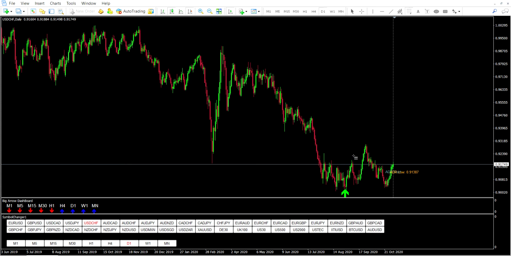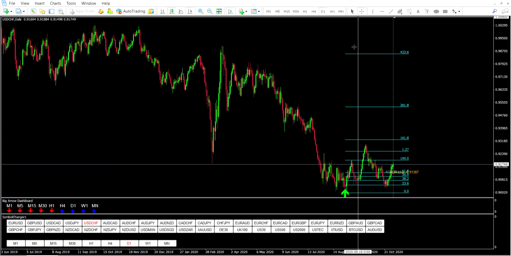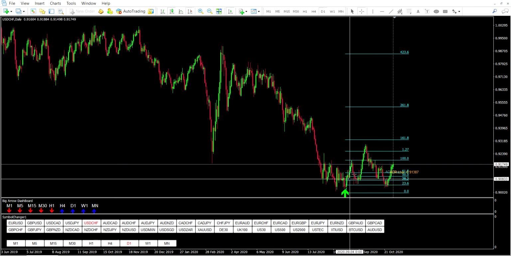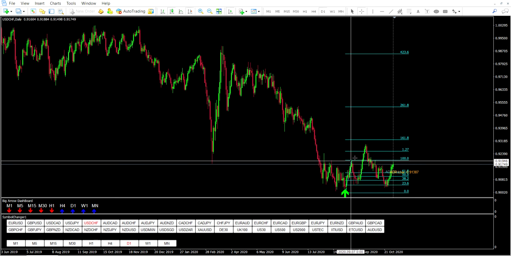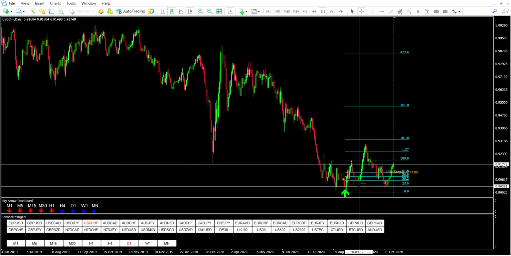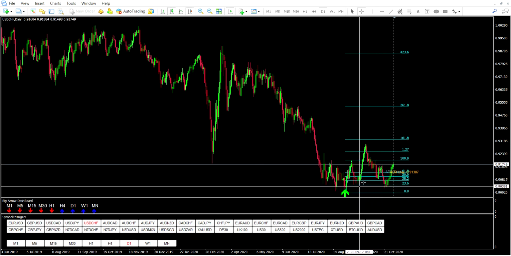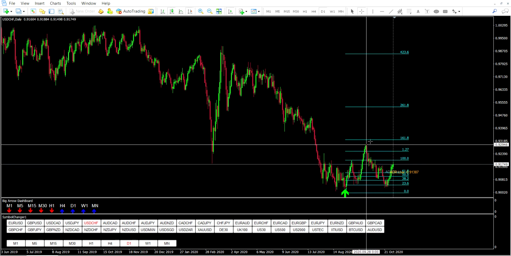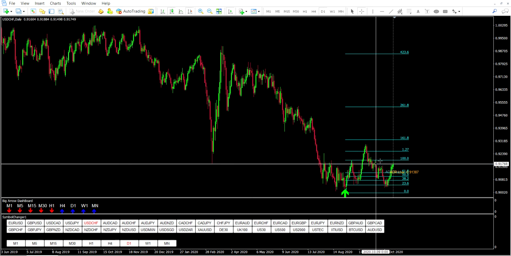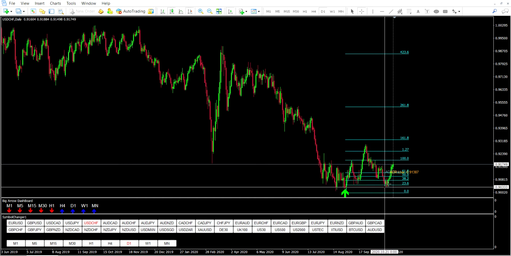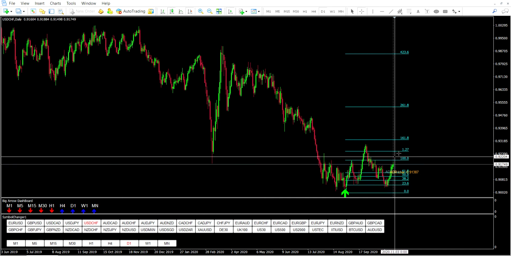I get my Fibonacci retracement tool from the top to the bottom, and we can see now it's done the A to B, 0 to 100. It's retraced back down to this point here, which is the 23.6. It's shot all the way up, but then it's come back down and gone even lower than the 23.6, and now it's on its way up.